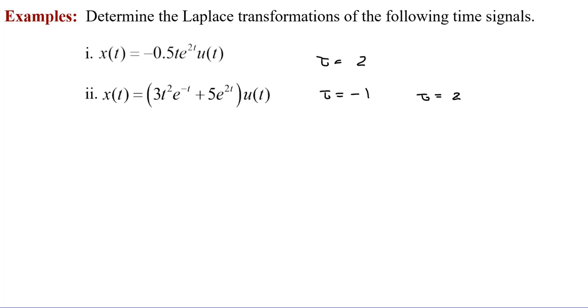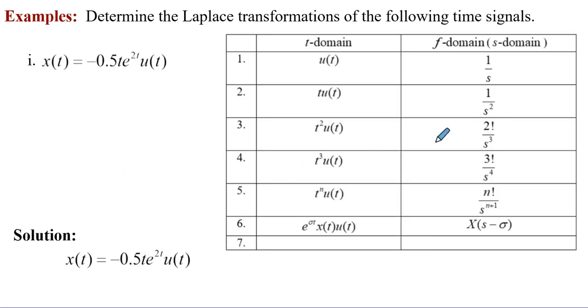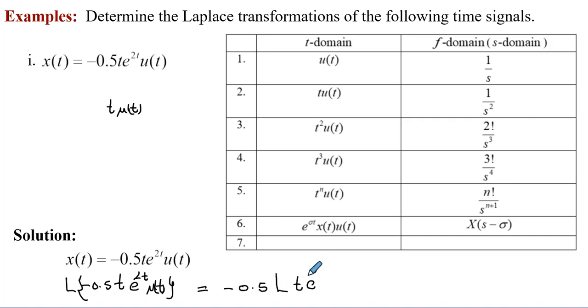So now let's discuss the example further. We'll be in this case having our table of transforms, and what we're focusing on here is the signal t u(t), whose transform we know is 1 over s squared. But we also got here minus 0.5 multiplying that, which means we're going to need the linearity property. So when we take the Laplace transform of minus 0.5 t e to the power 2t u(t), we're simply going to apply our linearity property by taking out the constant minus 0.5, and then we remain with the Laplace transform of t e to the 2t u(t).